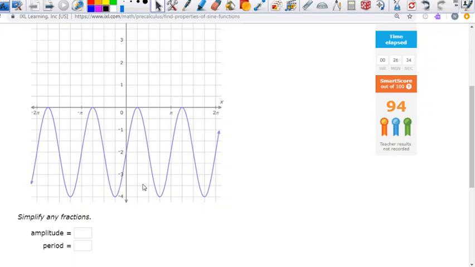And the amplitude, period. So amplitude, once again, the amplitude is 2, not 4. Don't make that same mistake, Mr. Wall. And then the period is pi.